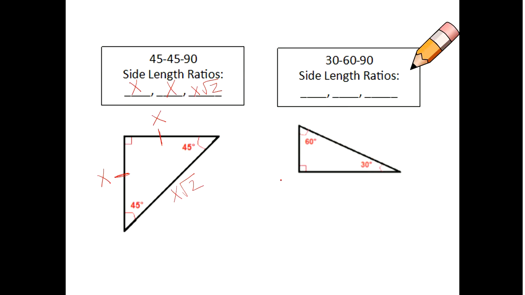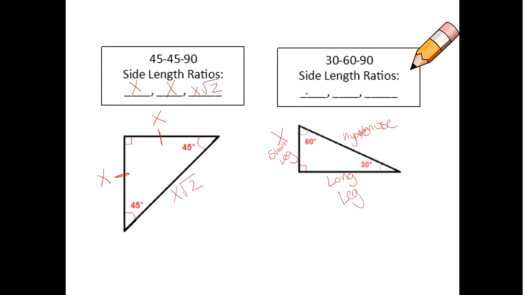Across from, we have different versions. Across from the 30 is called your short leg. So this is my short leg here. This is my long leg because it's across from the 60, because remember, the longer side is across from the bigger angle. And then I, of course, have my hypotenuse over here. Hypotenuse. I'd hope if I could spell. There we go. Now, my short leg, guys, let's call it side x.